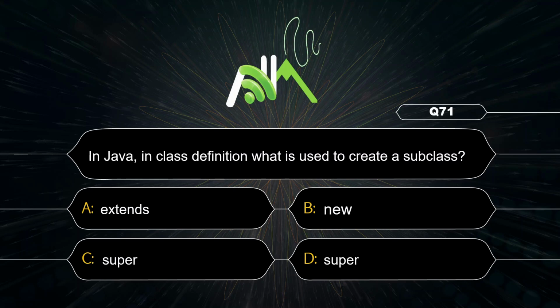Definition. What is used to create a subclass? Along with the name of the subclass, you have to write the extends keyword and then you have to write the superclass name. Then only inheritance is possible. An arrow we can't do in a programming language. So the extends keyword is used, which indicates that this subclass is the extended version of the superclass.